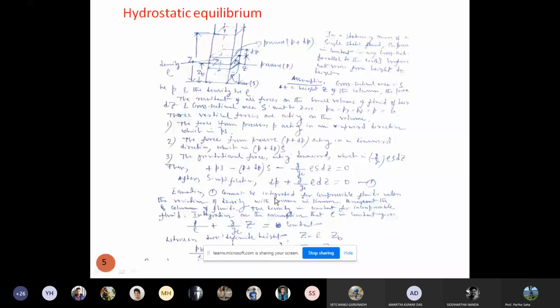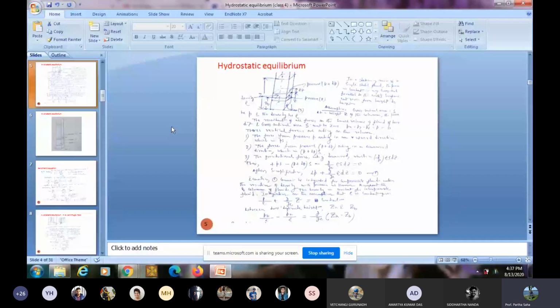It can be integrated with the boundary if you apply the proper boundary condition or the limits. Since the height I have considered ZB and ZA, this dz term can be integrated between ZB and ZA, and the pressure at the corresponding planes should be PB at ZB and PA at ZA. If you apply this and integrate, it becomes PB by rho minus PA by rho, or (PB minus PA) by rho equal to G by GC (ZA minus ZB). So this is the hydrostatic equilibrium equation.